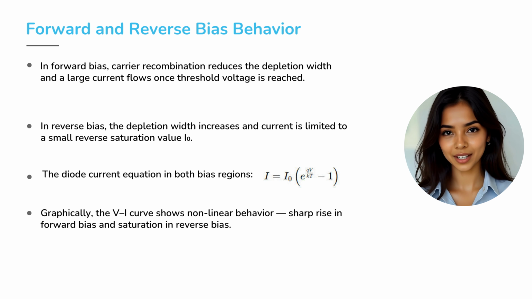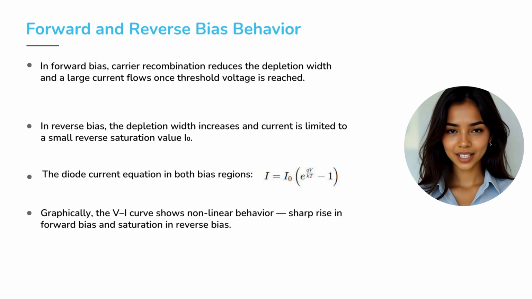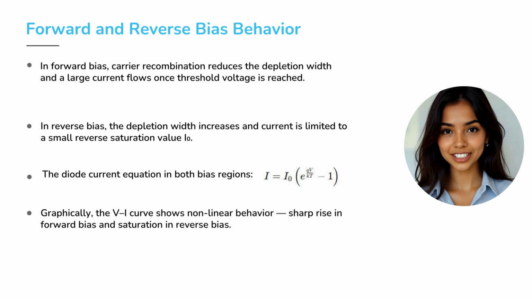This holds true for both forward and reverse biases. And on a VI curve, it's clearly visible. There's a slow buildup of current until you hit threshold, then a rapid exponential rise. On the flip side, under reverse bias, the current remains flat and tiny until the device breaks down. This curve is a signature, a fingerprint of the diode's rectifying personality.